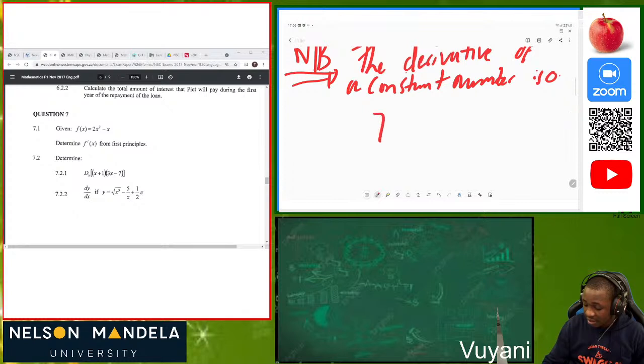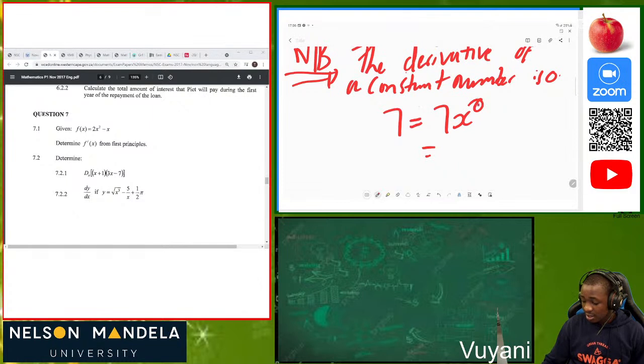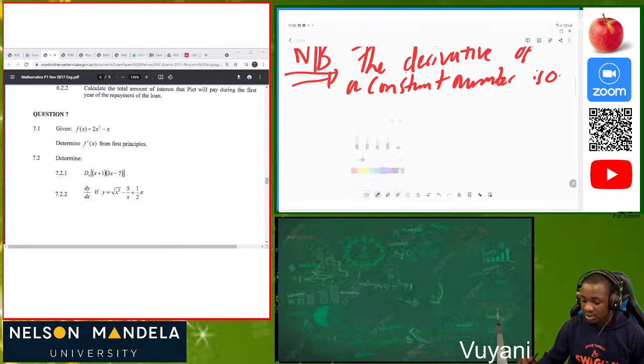For instance, maybe we have 7 x to the power 0, because you know x to the power 0 is equal to 1. So 7 is the same as 7x to the power 0. By the power rule, we multiply the exponent of x by the coefficient of x. 0 times 7 is 0, then x to the power minus 1. You see, we already have 0 here, so we are already done. So that's why we are saying that the derivative of a constant is equivalent to 0.